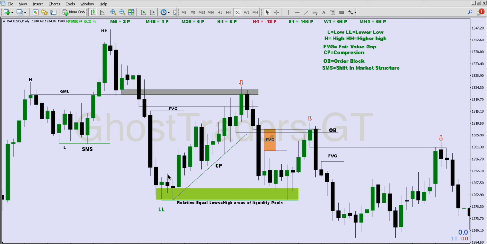Okay, so there is something that I want you to notice. When price pushed down to form this lower low here. Okay, so now let's look at this level here. You can see I've indicated SMS. Okay, so this SMS simply stands for shift in market structure.